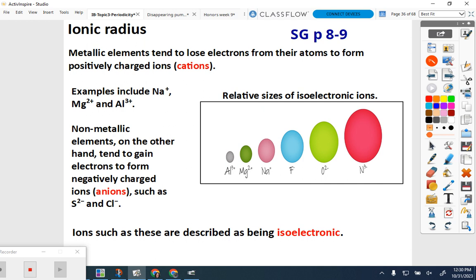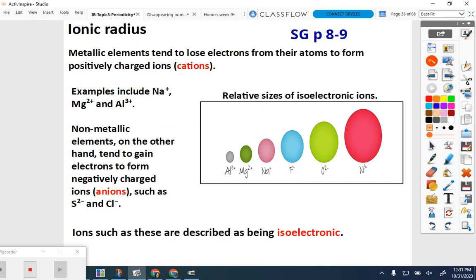Depending on what type of ion is formed, different things are going to happen to the radius of the atom. Our metallic elements are going to lose electrons to form positive ions. They're going to lose electrons to get back to the full octet of the previous energy level. So they're basically going to be losing a whole bunch of the valence electrons and going down an energy level, which is going to make them smaller.